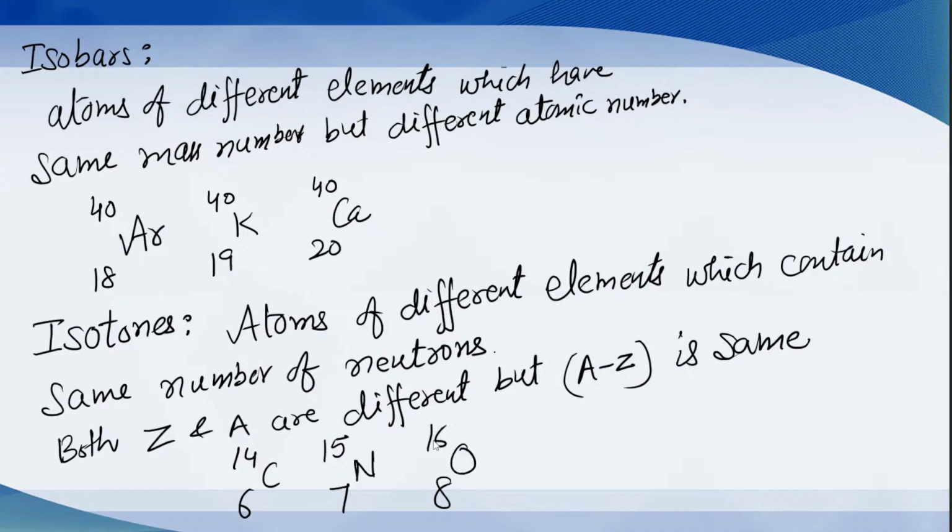So they are isotones. That means isotopes have the same atomic number but different mass number. Isobars have the same mass number but different atomic number. Isotones have different atomic number as well as different mass number, but the same number of neutrons. That's it. So these are isotopes, isobars, isotones.